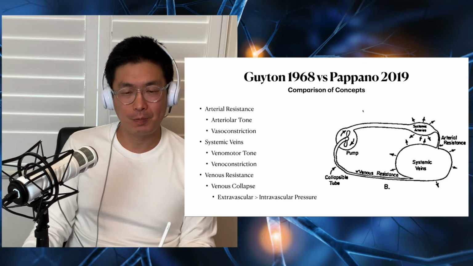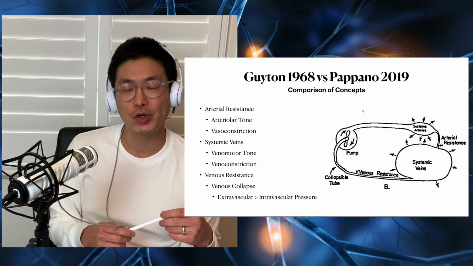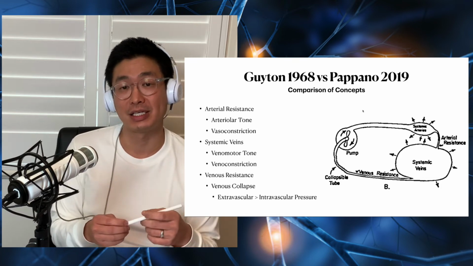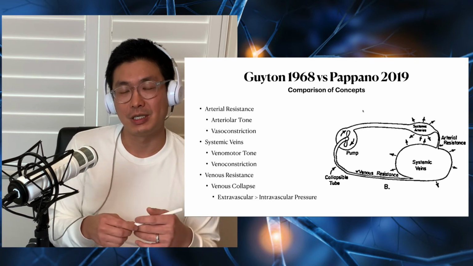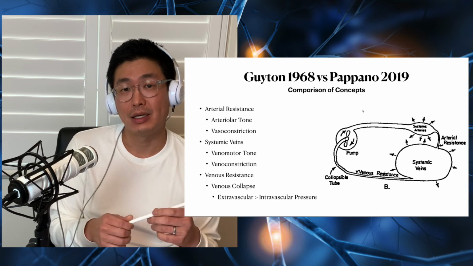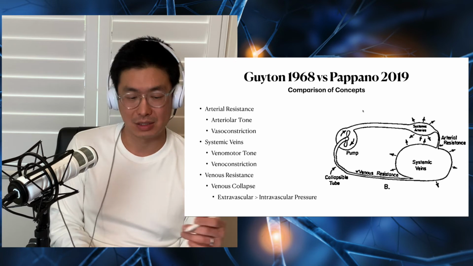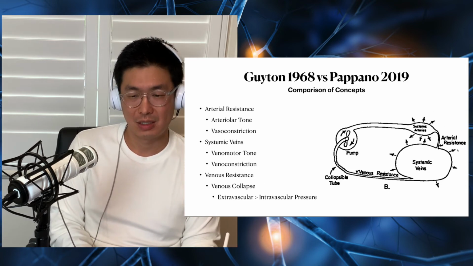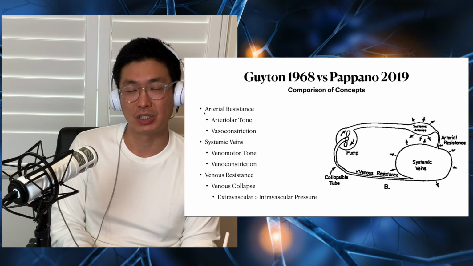Now I've done this slide here just to compare some concepts and some terms, because I think that's really important. And I think that's half the challenge about this exam, is understanding the different terms that are being used and what they mean. And, Guyton, when he talks about arterial resistance here, I think what Pappano is referring to with that is things like arterial tone or vasoconstriction.